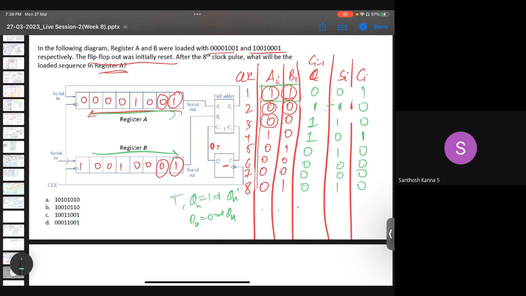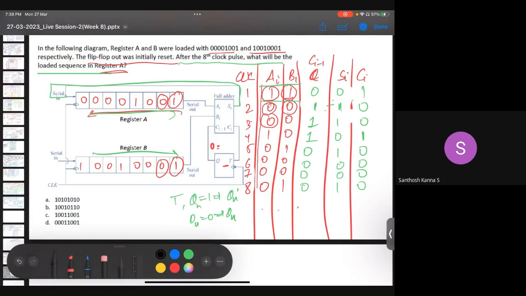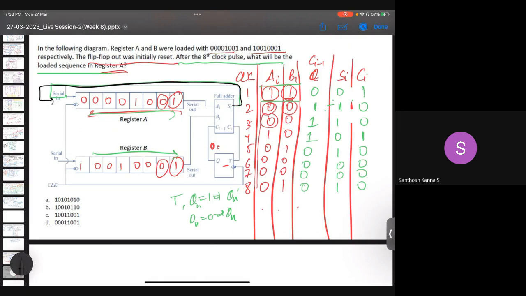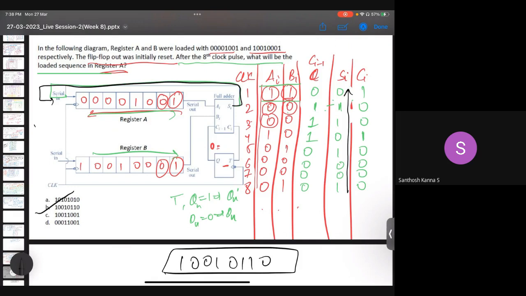Yes, sir. Okay. So as you can see, it is asking what will be the loaded sequence in register A after the 8 clocks. Register A is getting loaded with the sum, and it will get loaded backwardly. So the correct answer to this question will be the sum only in the backward sense. The correct answer is 1, 0, 0, 1, 0, 1, 1, 0. Which is option B.